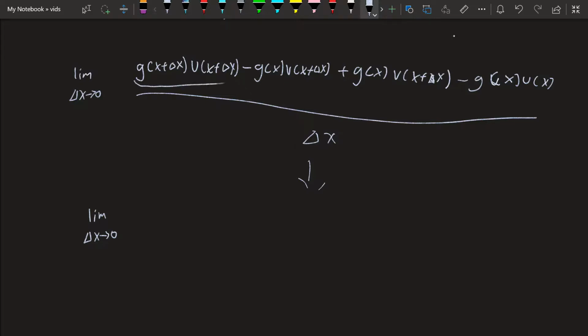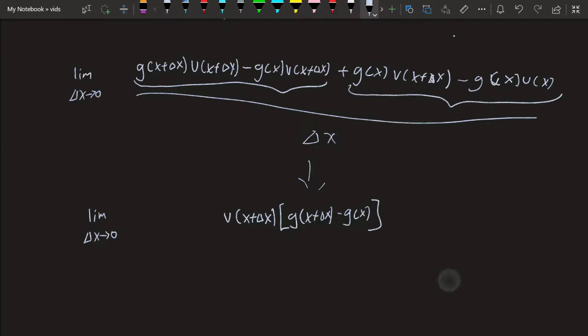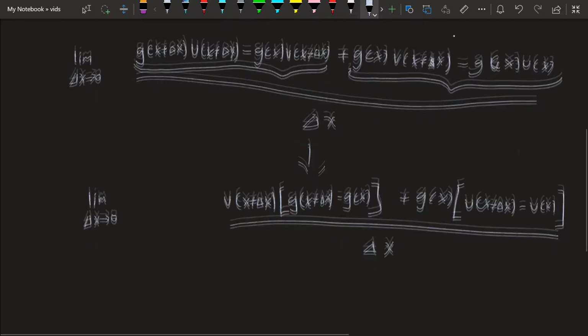So what happens to this term? We can factor out v of x plus delta x, right? Let's factor it out. We're going to be left with g of x plus delta x minus g of x, right? And what's going to happen to this term is the exact same thing. You can factor out g of x. So let's factor out g of x. You're going to get g of x multiplied by v of x plus delta x minus v of x, right? All over delta x. So what can we do here?